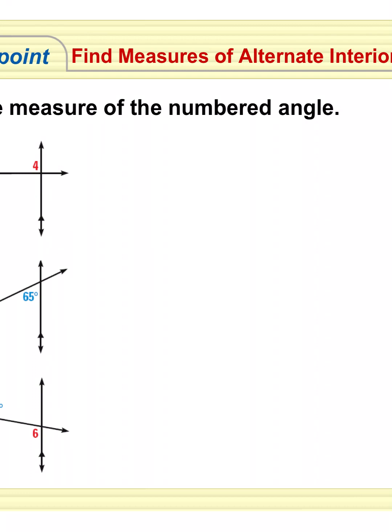Same. So on number 4, what's that little box mean? 90. If one's 90, what's the other one? 90. 5. 165. What's the other one? 65. 6. One's 100. What's the other one? 100. Bingo.